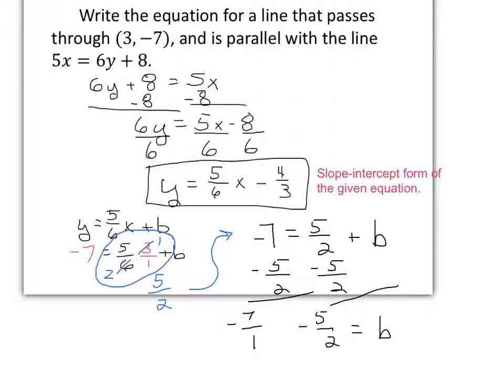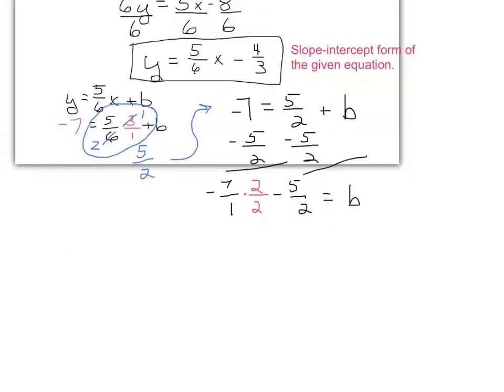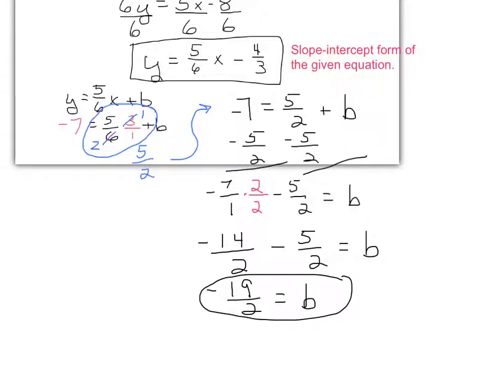Now, to subtract fractions or add fractions, you need a common denominator. The common denominator is going to be 2. So we have to multiply the denominator of the first fraction by 2, and that means we have to also multiply the numerator by 2. So that gives us negative 14 halves minus 5 halves equals b. So negative 19 halves equals b. So we've been looking for b, and there it is.